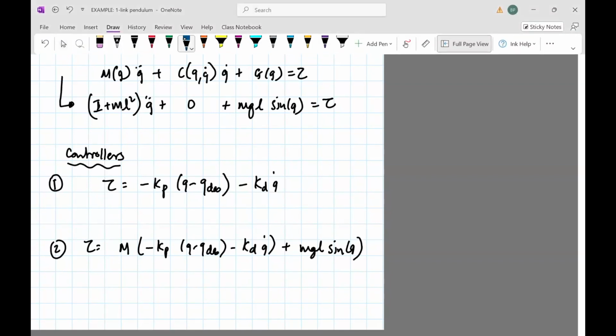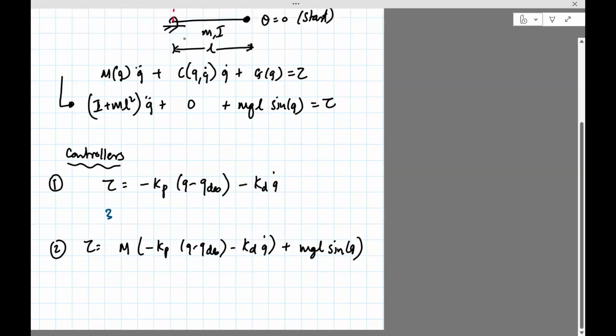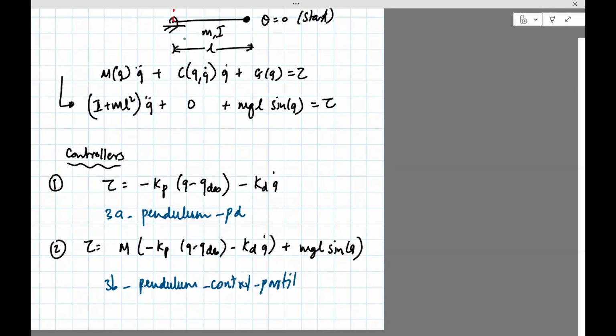So for the example, I have a code which will do this. It's 3A pendulum, so when you look at my Python files, you'll see this. And then the other one is 3B, pendulum control partitioning. Okay, so we'll do it.